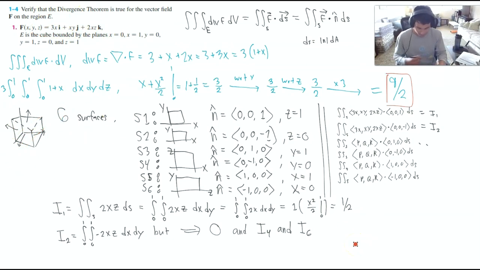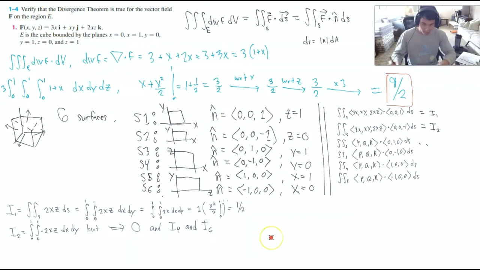Okay. Nonetheless, we can continue. And I need more space, so I'm going to make more space. Okay, hopefully that's a little bit better. Hopefully I was able to make a little bit more space. Okay, now all I gotta do is do I3 and I5.